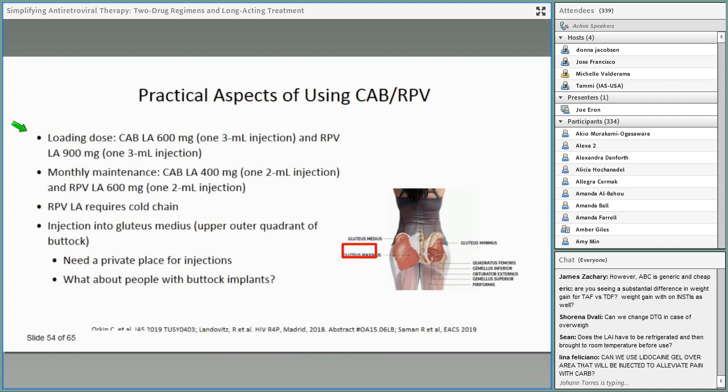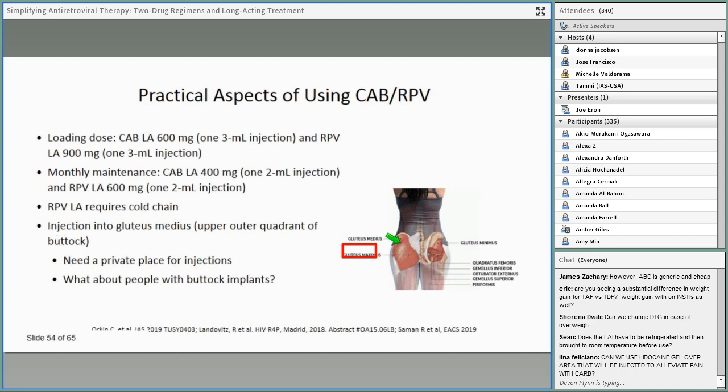There are practical aspects to using cabotegravir rilpivirine. I stole this slide from Chloe Orkin, who gives fantastic talks. If you want to watch her talk from CROI the past year, you do have to give a loading dose that's recommended with the first injection. So for the first injection, you actually get 3 mLs of cabotegravir and 3 mLs of rilpivirine. Maintenance, I already mentioned, the 1-month maintenance is 2 mLs. For the every 8-week maintenance, it's actually 3 mLs, so it's a bigger dose, not surprising.